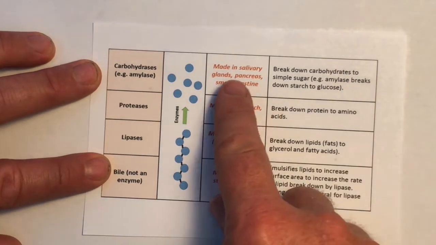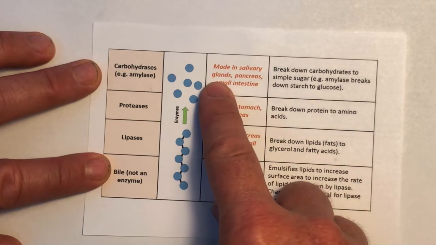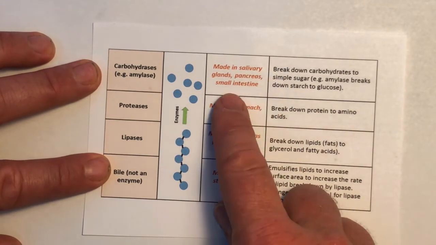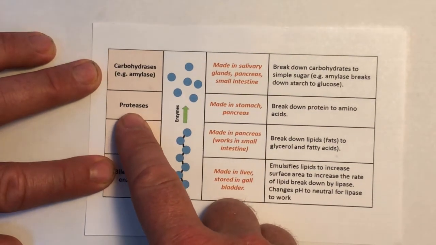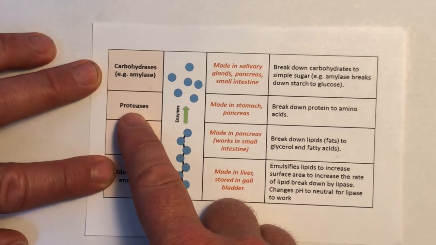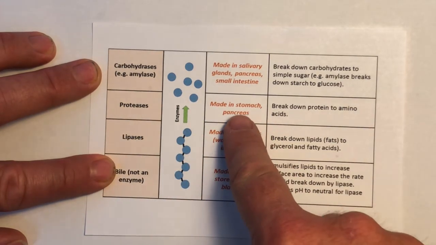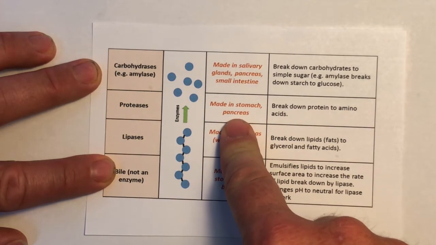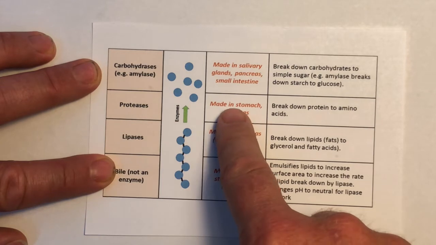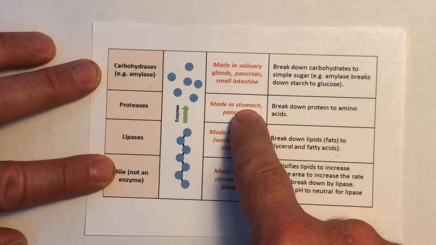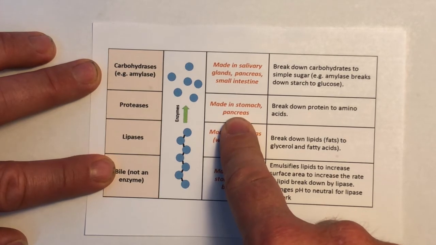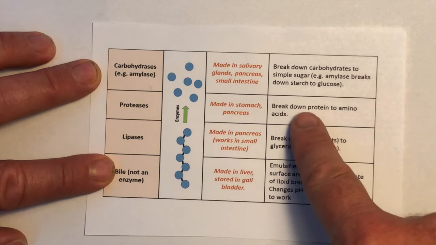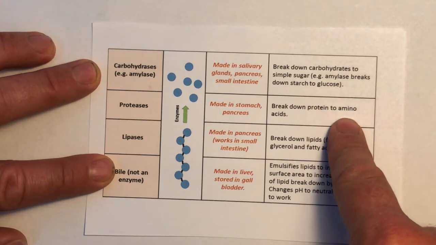But the key to it is they are made in the mouth, in the salivary glands, the pancreas and the small intestine. Proteases break down proteins, obviously. The main place in which proteins are digested is in the stomach at a pH of 1, and proteases are also produced from the pancreas. They break down proteins to amino acids.